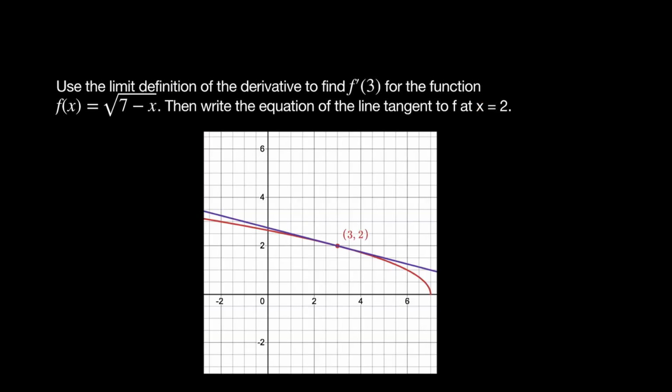Finally, I created a picture of what we've just done here. So in red, that is our function square root of 7 minus x. And then our point of tangency is right here, 3, 2. And then in purple, I just graphed that tangent line that we found. And we can see that that line is just touching the graph at the point 3, 2, my point of tangency. And it's actually really close to the graph of the function near that point of tangency.